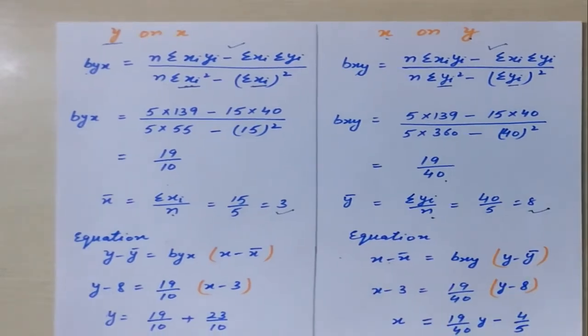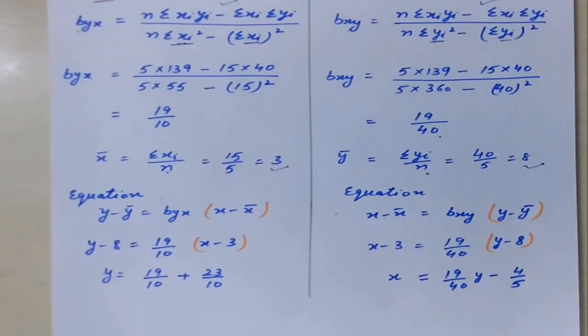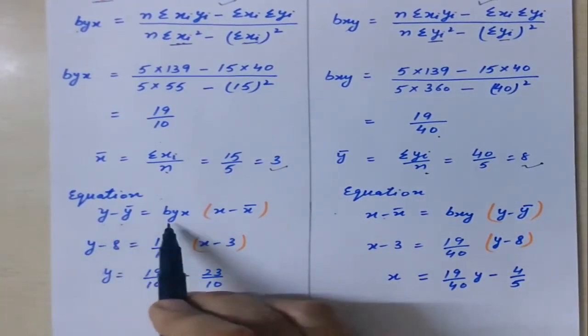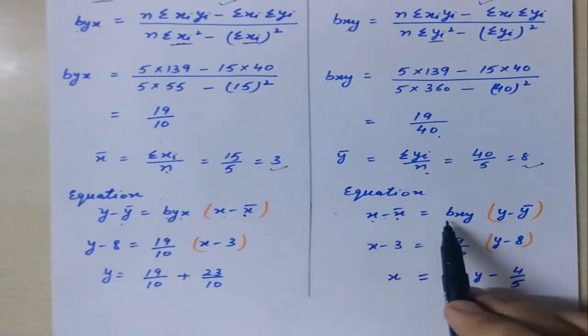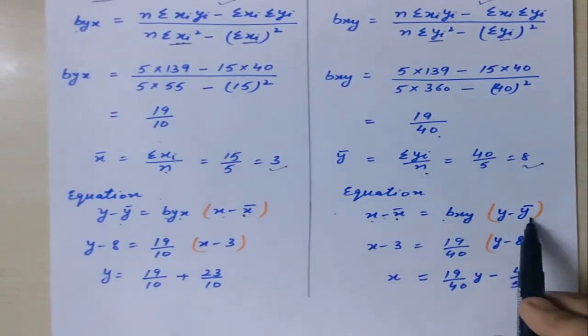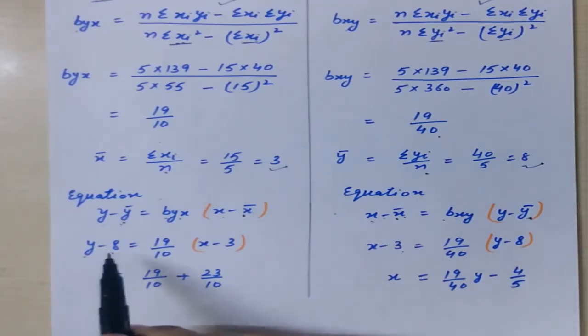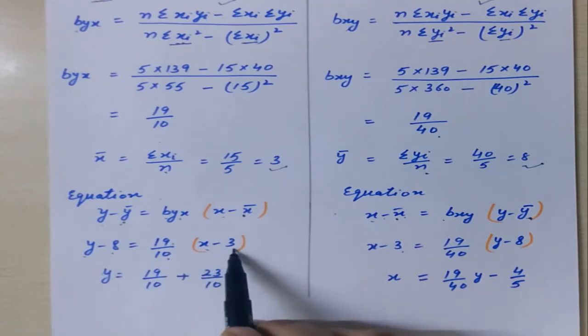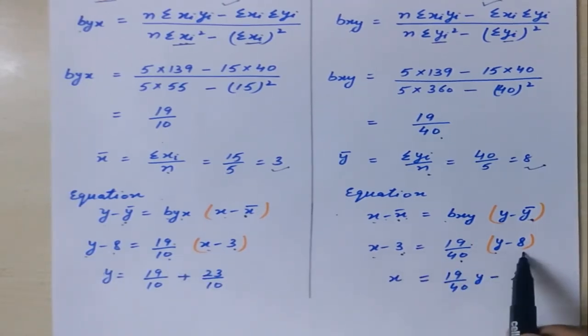Now you want to find out the equation of the regression line. The equation of regression line is y minus y bar equals byx into x minus x bar. x minus x bar equals bxy into y minus y bar. Put the values. y bar is 8, x bar is 3. y minus 8 equals 19 upon 10 into x minus 3. x minus 3 equals 19 upon 40 into y minus 8.